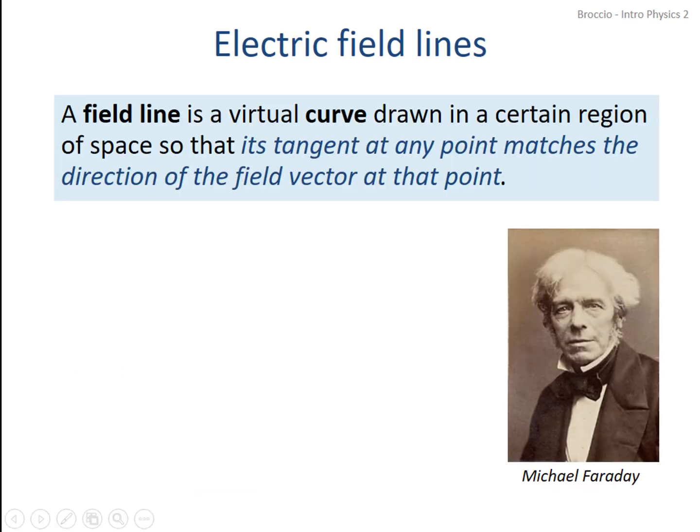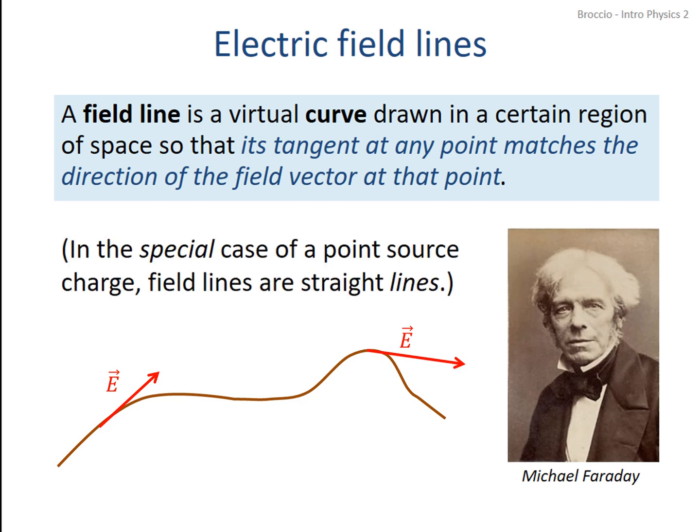But how do we really visualize this electric field? There is a clever method that was invented by Michael Faraday, that of drawing field lines. Although they are called field lines, they are actually curves. The tangent to the curve at any point reflects the direction of the electric field at that point. Here is an example.